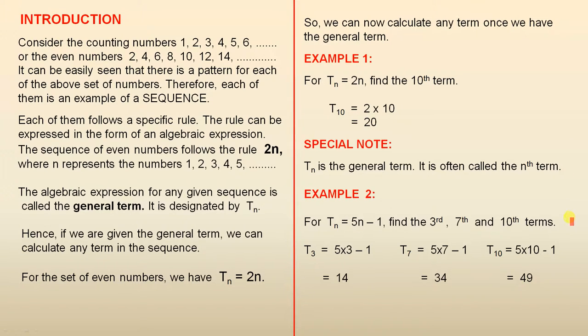Example 2. For Tn equals 5n minus 1, find the 3rd, the 7th and the 10th terms. So in the formula Tn equals 5n minus 1, you just substitute n equals 3, and that gives you T3 is 14. The same for n equals 7, T7 is 34. And the same for n equals 10, T10 equals 49.